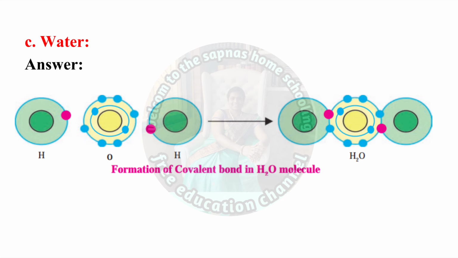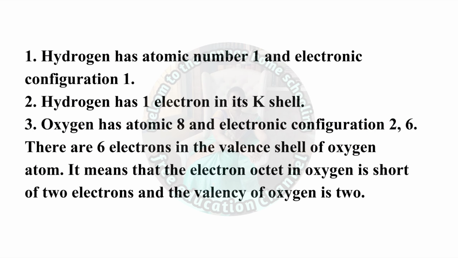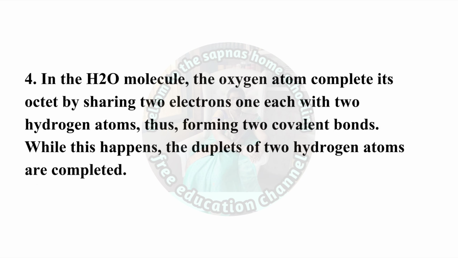Water. Formation of covalent bond in H2O molecule. Hydrogen has atomic number 1 and electronic configuration 1. Hydrogen has 1 electron in K shell. Oxygen has atomic number 8 and electronic configuration 2, 6. There are 6 electrons in the valence shell of oxygen atom. It means that the electron octet in oxygen is short of 2 electrons and the valency of oxygen is 2. In the H2O molecule, the oxygen atom completes its octet by sharing 2 electrons, 1 each with 2 hydrogen atoms, thus forming 2 covalent bonds. While this happens, the duplets of the 2 hydrogen atoms are completed.